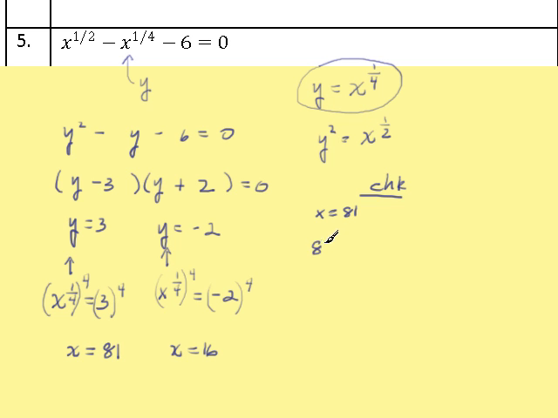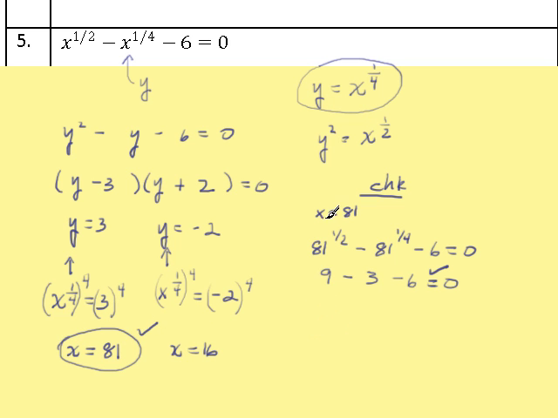So we're going to check: is 81 to the 1/2 minus 81 to the 1/4 minus 6 equal to 0? This is the square root of 81, that's 9. This is the fourth root of 81, this is 3. And this is equal to 0. 9 minus 3 is 6. 6 minus 6 is 0. So that one checks. This one's good.